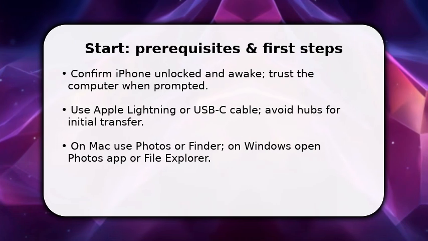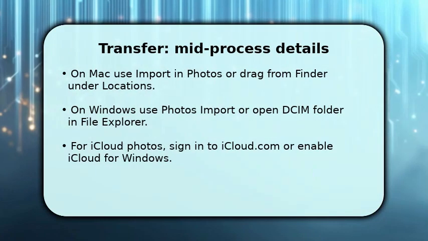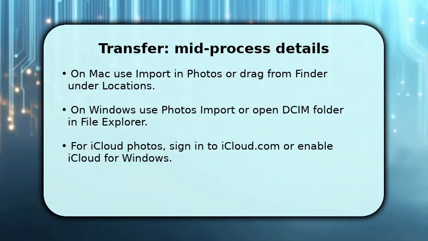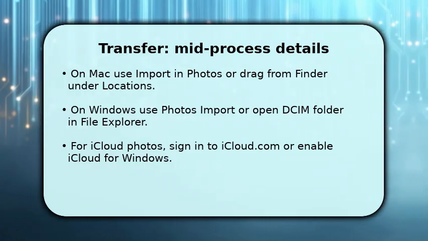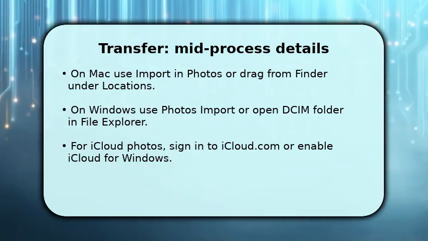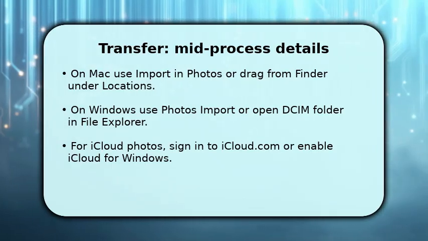Now move photos. On a Mac, choose Import in Photos or open the iPhone in Finder and drag the DCIM folder to a local folder. On Windows, click Import in the Photos app or open This PC, double-click the iPhone, then the DCIM folder to copy files. If most photos show as placeholders, they are in iCloud.